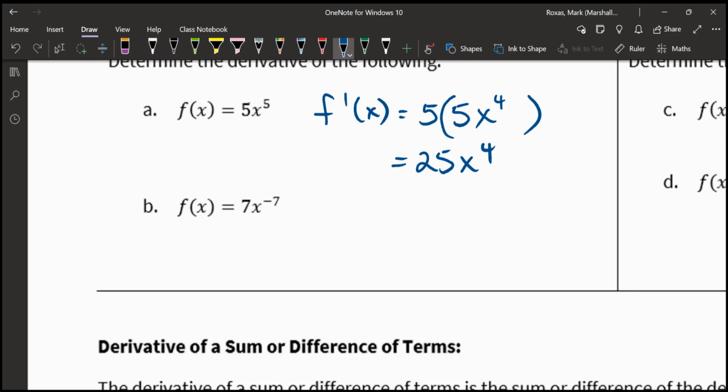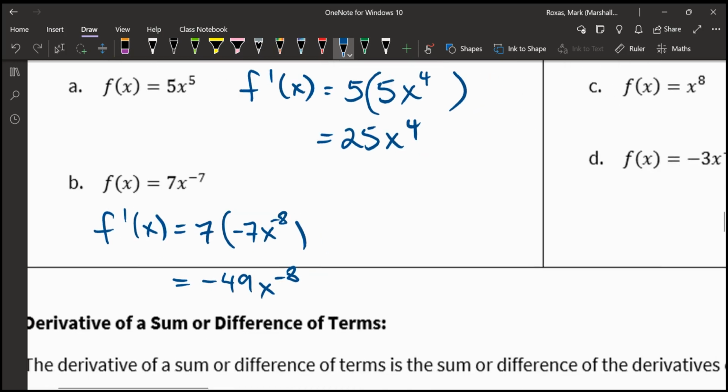f of x equals 7 times x to the power of negative 7. Its derivative, f prime x, well, you keep the constant, 7. Take the derivative of the power function, negative 7 times x to the power of, reduce the exponent by 1, negative 8. And then you simplify. You get 7 times negative 7 is negative 49 times x to the power of negative 8. Okay.